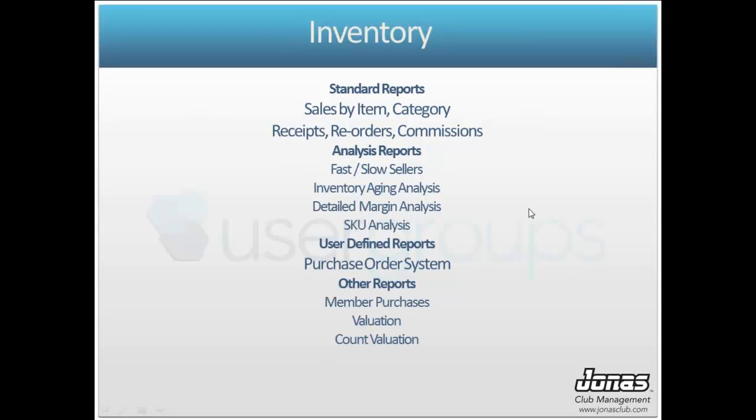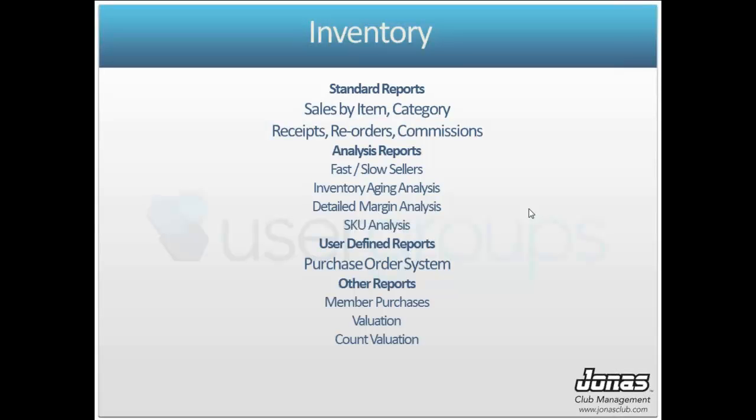Inventory reports. Again, like anywhere else, we've got our standard reports, which are sales by item category, receipts and reorder reports, commissions reports. We've got our analysis reports in inventory, which are our fast and slow sellers, some inventory aging analysis, the detailed margin analysis, and user-defined reports.